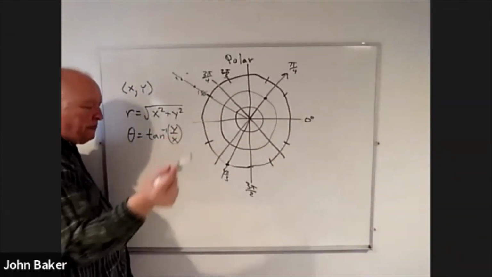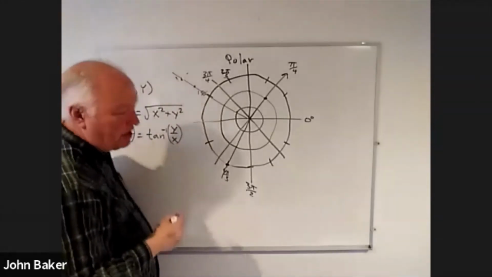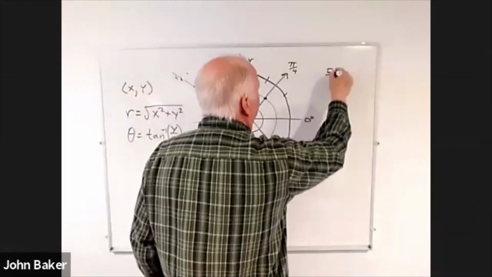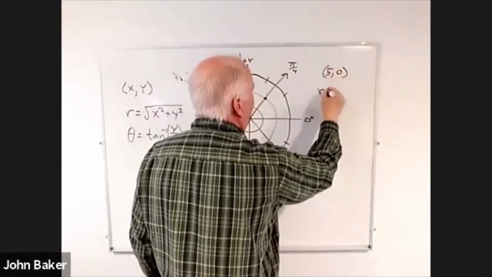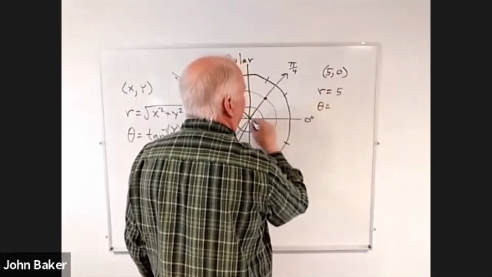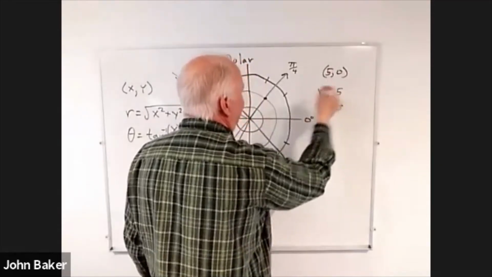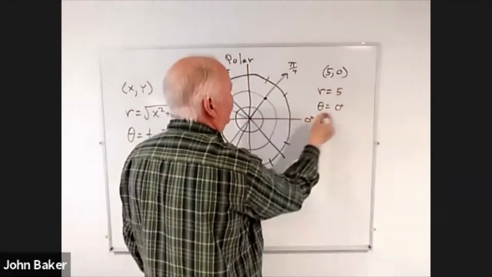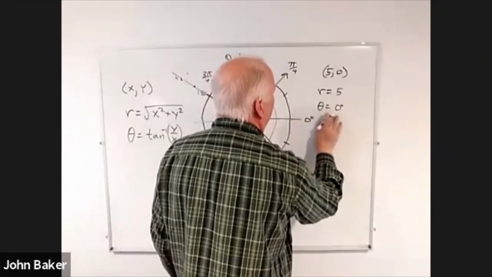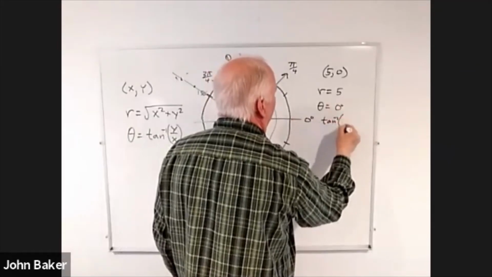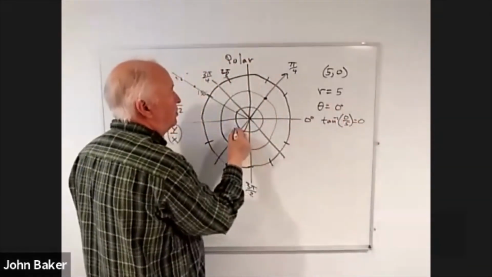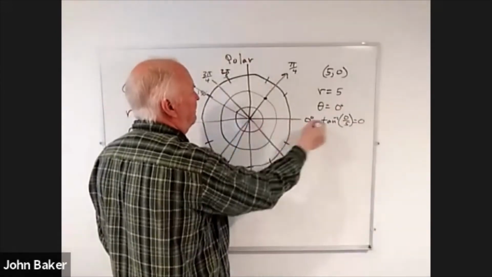Let's do some points then and convert them to polar coordinates. Let's take the point 5, 0. Well, clearly the radius of this is 5, and the direction is 0. Same as 5, 0. It's the same in rectangular and polar, so the direction is 0, because the inverse tangent of 0 over 5 equals 0. So that would be the point 5, 0 out here.